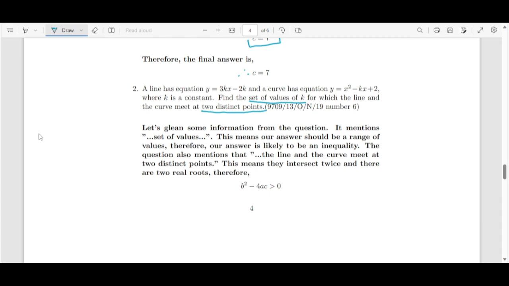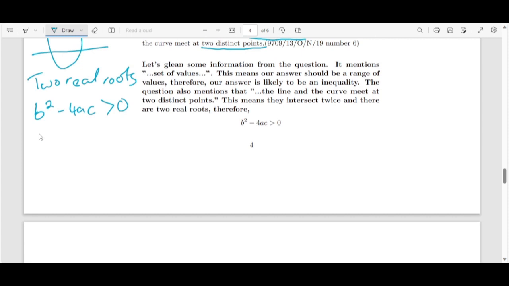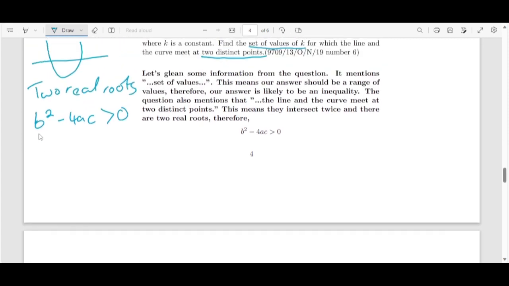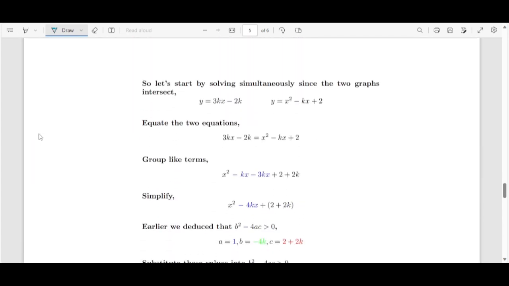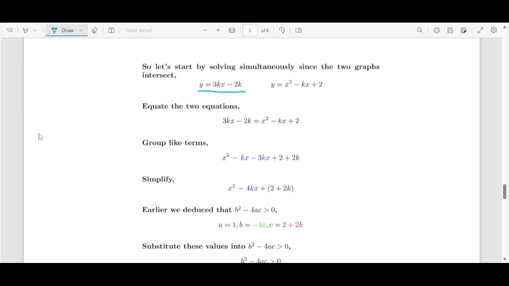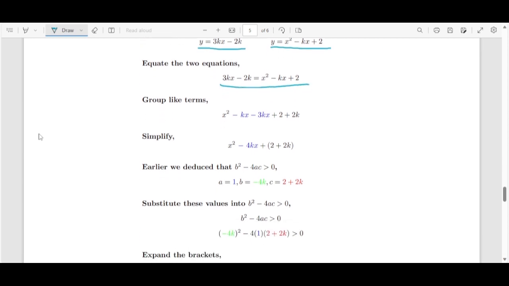We are told that the line and the curve intersect at 2 distinct points, which means that there are 2 real roots. And we know that in this case, b squared minus 4ac is greater than 0. So again, we'll start by solving the 2 equations simultaneously, since we're basically evaluating points of intersection. And so we have our 2 equations here, y equals 3kx minus 2k and y equals x squared minus kx plus 2. We equate them together and put everything on the same side.